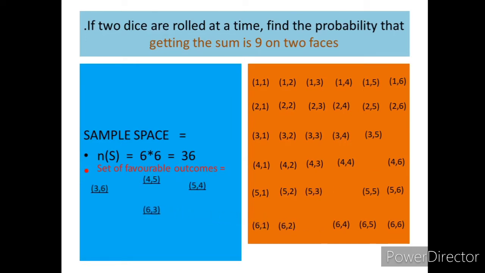This is the last one. Therefore, you have to write down the formula, that is n(E) by n(S). Here, how many favorable outcomes are there? 1, 2, 3, 4. Therefore, n(E) is 4, n(S) is 36. It is nothing but 1 by 9, isn't it? Shall we move to another problem?